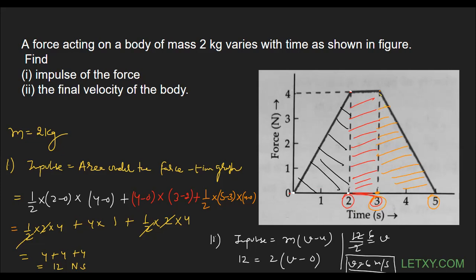I hope you got it, right? So these are the two parts of the question. In the first part, we have to calculate the impulse, and that is given by the area under the force time graph. In the second part, we have to calculate the final velocity of the body, which is given by the impulse momentum theorem, right? I hope you got it.